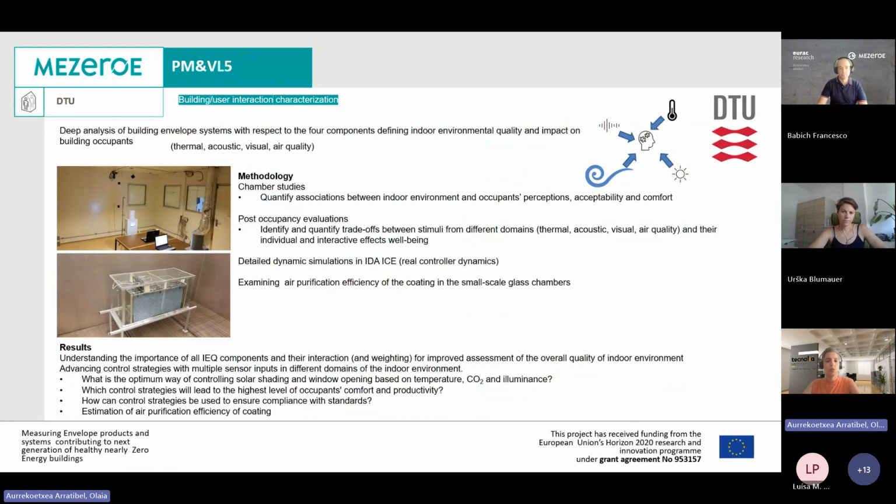Then we have DTU, responsible for the fifth laboratory. They are focused on building users' interactions, and they analyze these building envelope systems through thermal, acoustic, visual, or air quality components. They have different chambers, and they do post-occupancy evaluations to check this interaction.